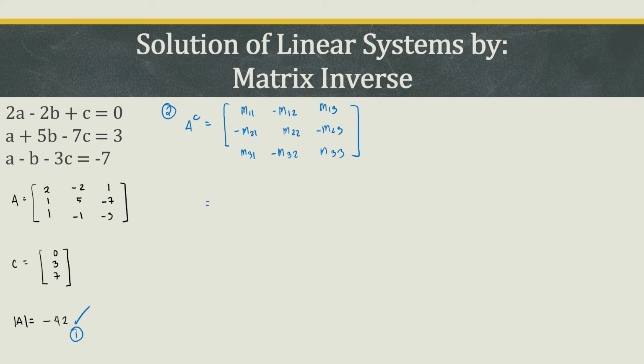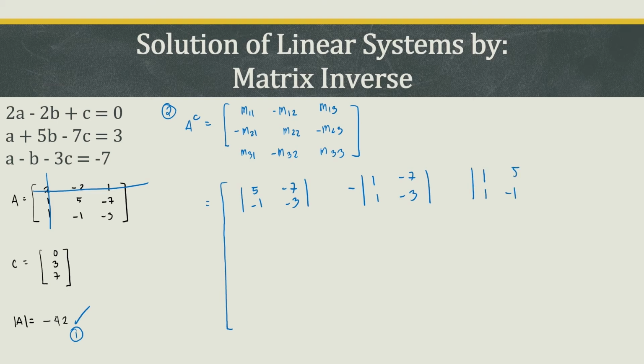Now we solve. Since this is 1, 1, we cover or hide the first row and first column. So what we would be left with is 5, -1, -7, and then -3. Then this one is 1, 1, -7, -3. And this is 1, 1, 5, -1. And this is -2, -1, 1, -3.